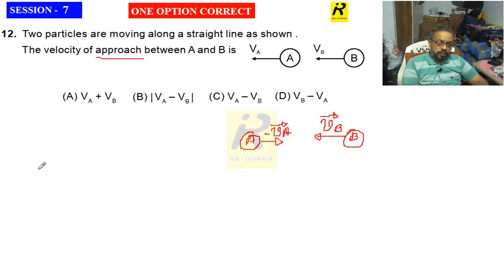So now, velocity of approach. Then what happens here? The two particles are now moving in the same direction, so we have to sum it. So VB plus the second one, which is minus VA.